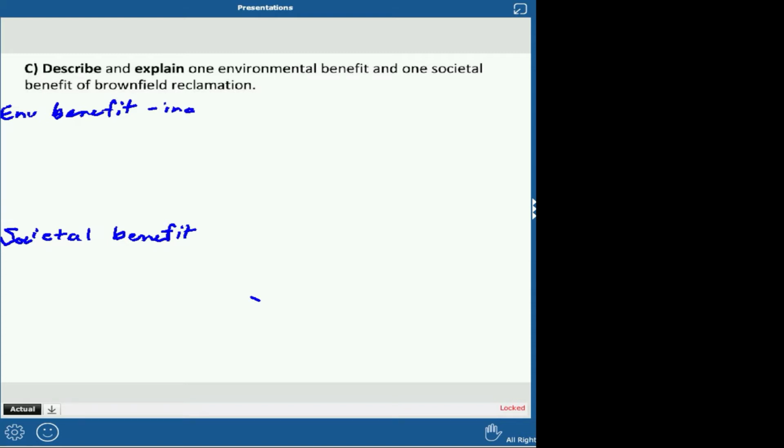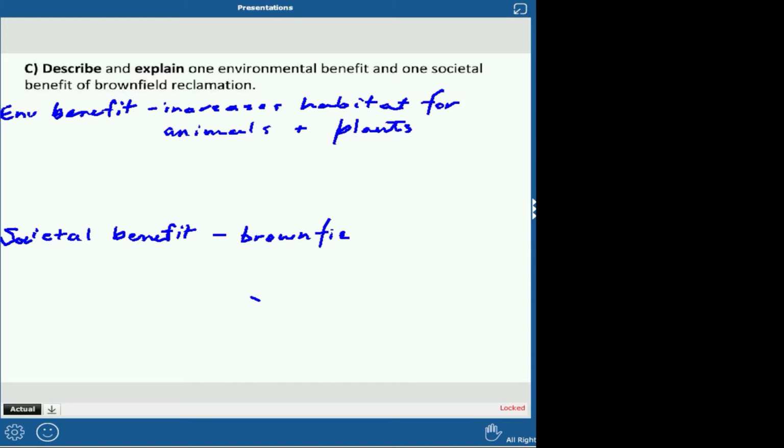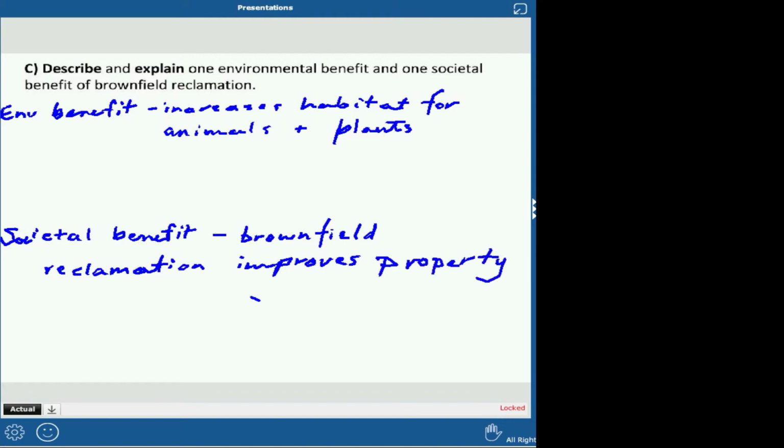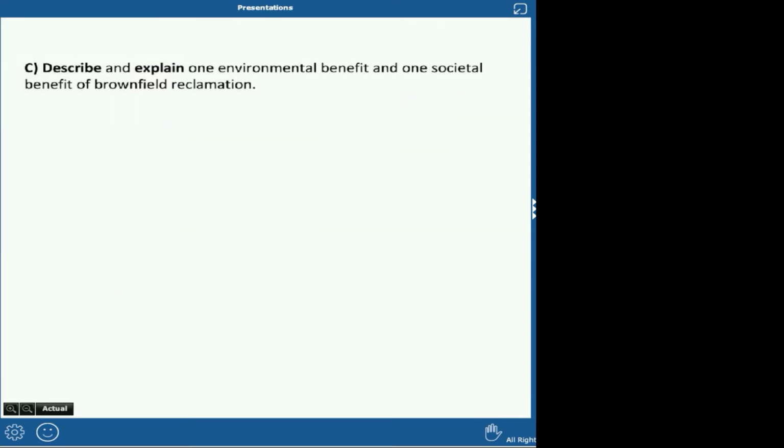Yes, excellent. Increases habitat. I'm not good at writing today. Okay, and then a societal benefit might be that brownfield reclamation improves property values, right? Because any houses or businesses near that site will be worth more if there's something nice next to it rather than a nasty brownfield site. Animals and insects, sorry. I'm struggling today.